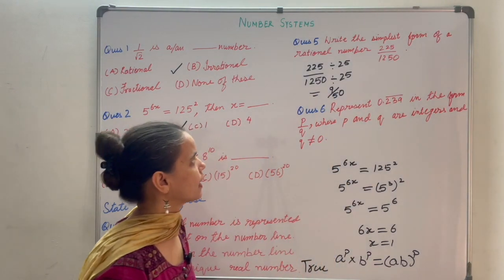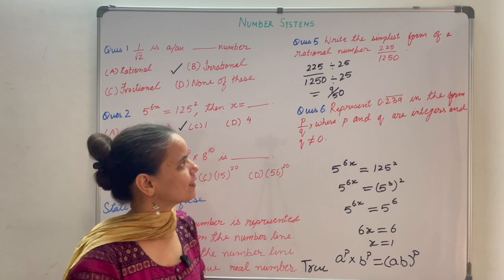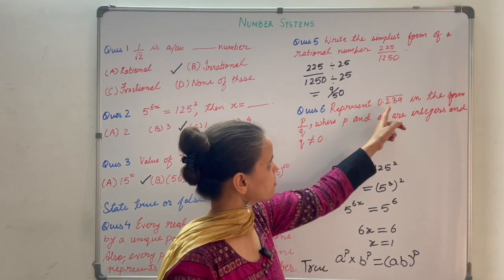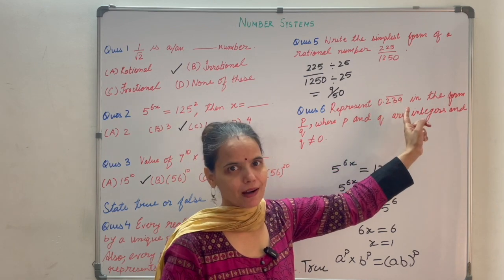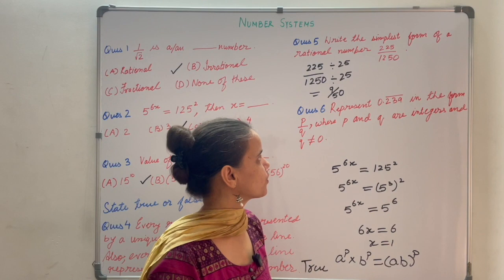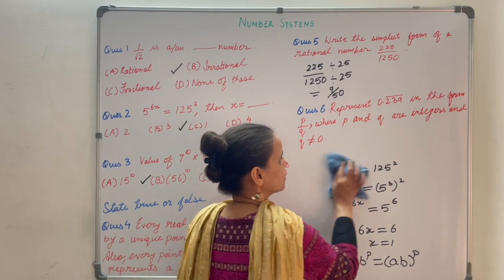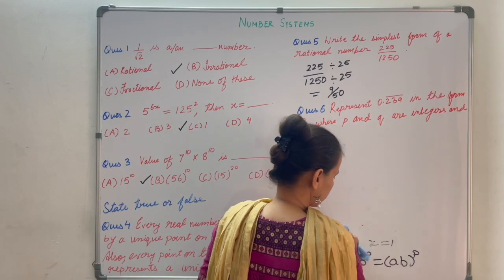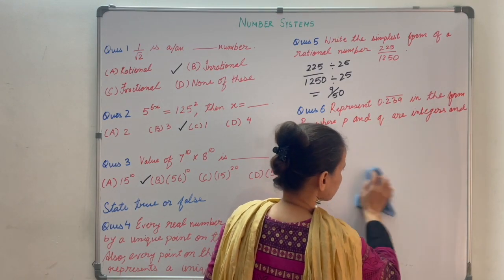So this is 9 upon 50. Now let us take the last question. Here we have to represent 0.239 bar in the form p by q, where p and q are integers and q is not equal to 0. That means you have to write down this decimal expansion as a rational number.